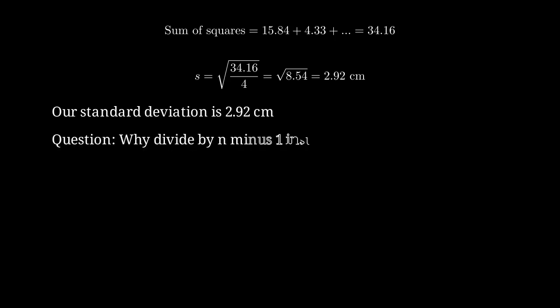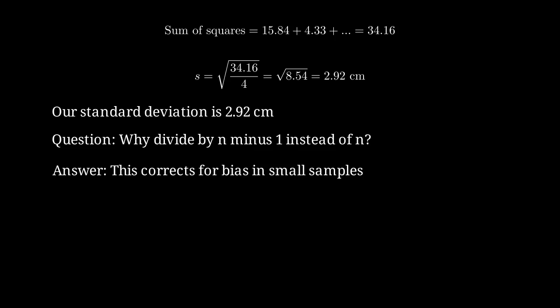You might ask, why do we divide by n minus 1 instead of n? The answer is that dividing by n minus 1 gives us an unbiased estimate of the population standard deviation when we're working with a sample. This is called Bessel's correction.